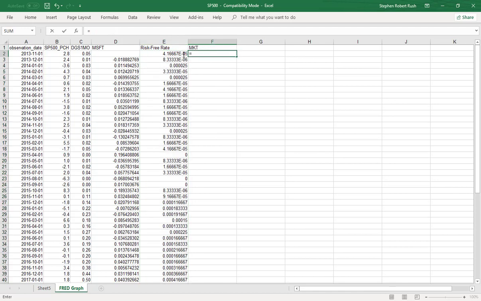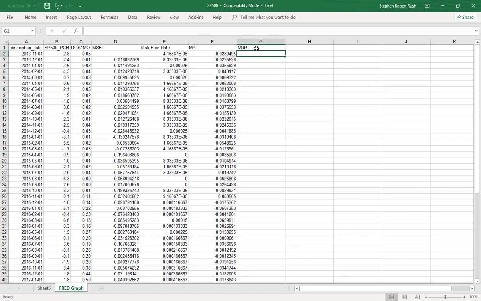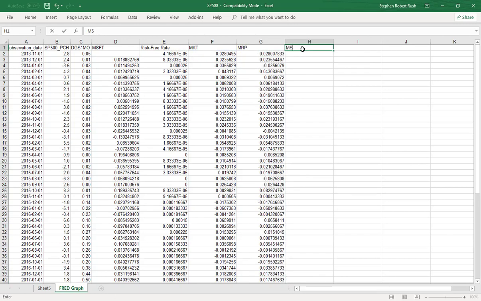The bond yields are quoted on an annualized basis. Divide the constant maturity rate by 12 to get the monthly return. Calculate the market risk premium by subtracting the risk-free rate from the return on the market. Calculate the stock risk premium by subtracting the risk-free rate from the stock return.